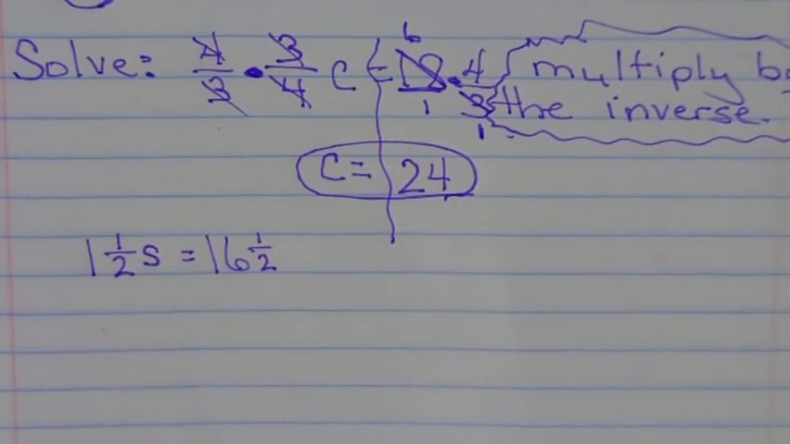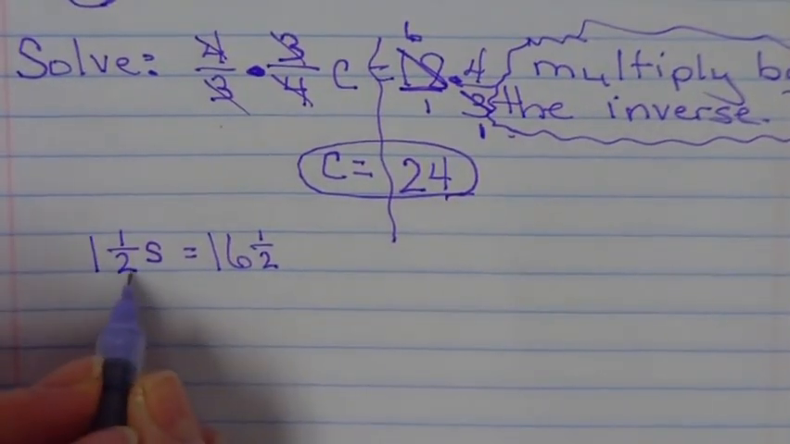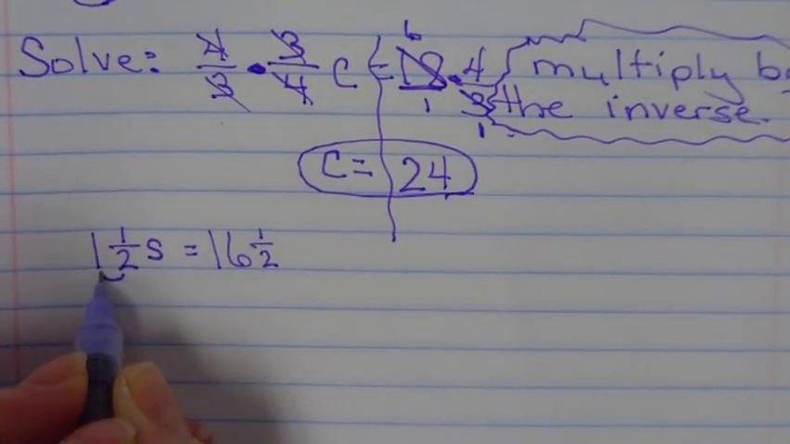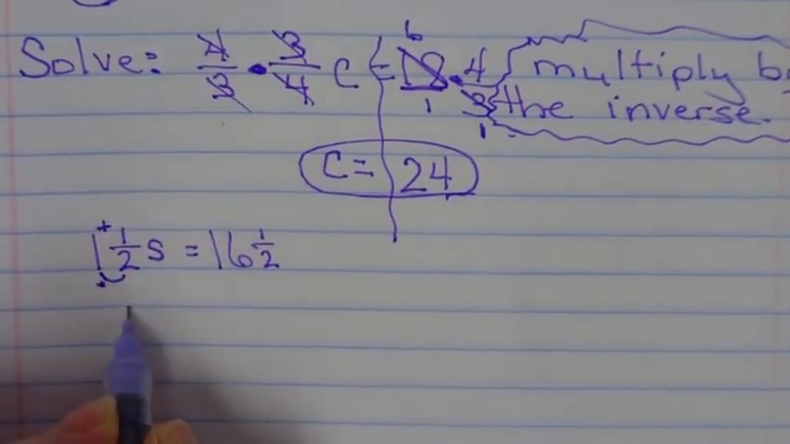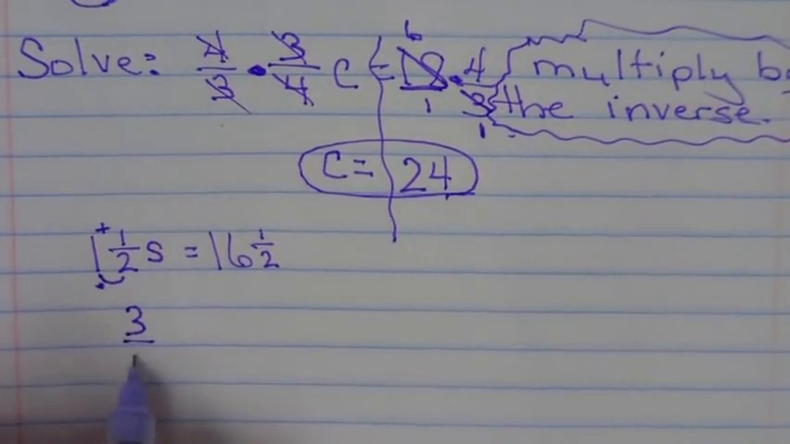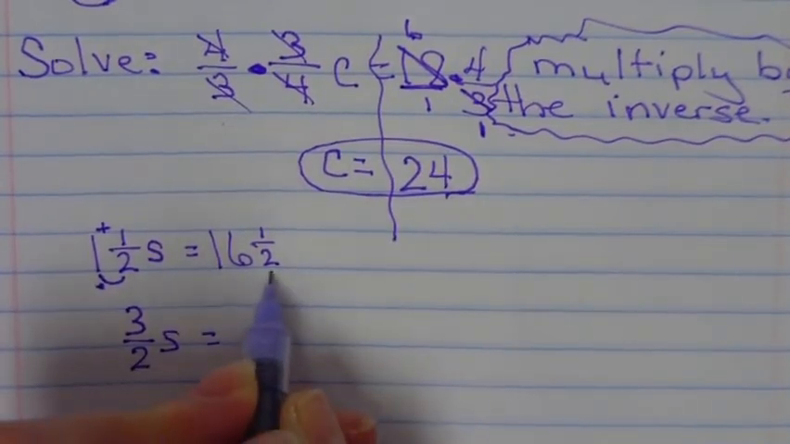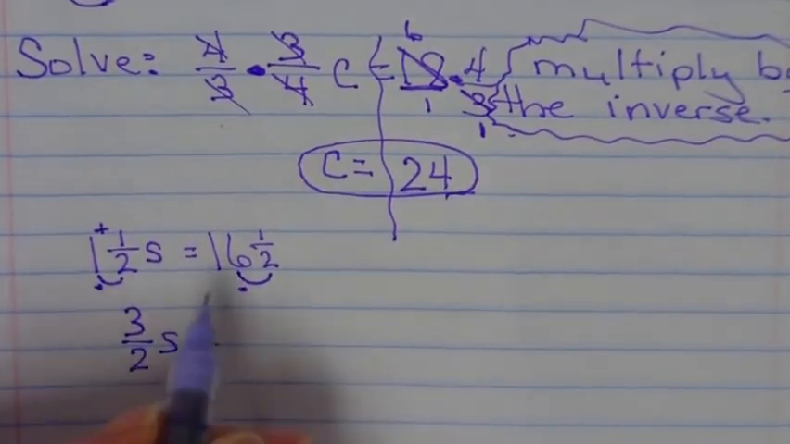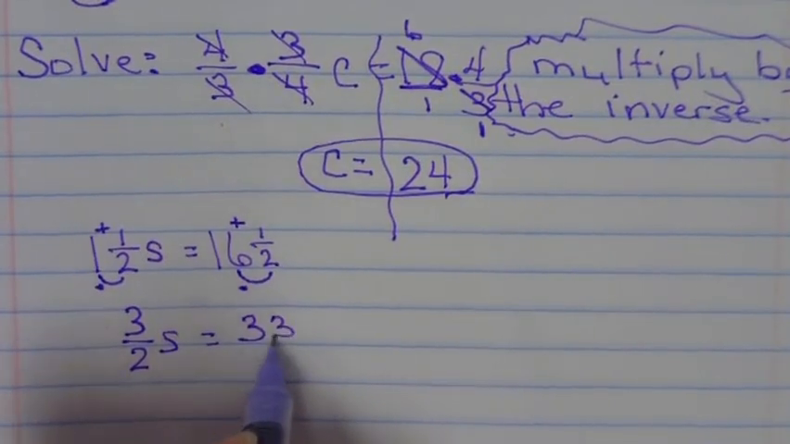I'm going to show you how to do this, quote unquote, properly, and then I'm going to show you how to do it on the calculator. Okay? So 2 times 1 is 2, plus 1 is 3. So this is now 3/2 s. 2 times 16 is 32, plus 1 is 33 halves.